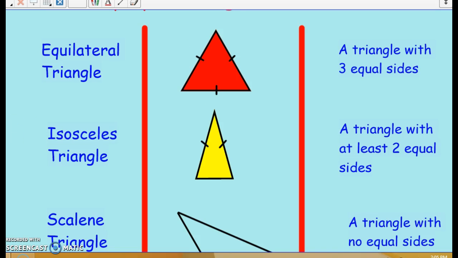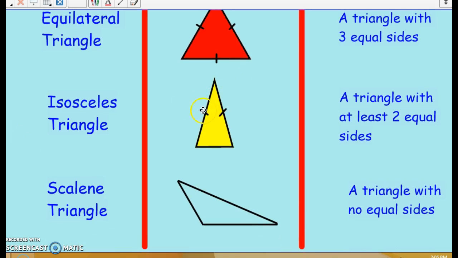Kind of the same thing with this isosceles triangle. We're going to know that since these two have a dash mark, they're going to be the same length. And on a scalene triangle, we don't see any dash marks, so we know they have no sides that are equal.